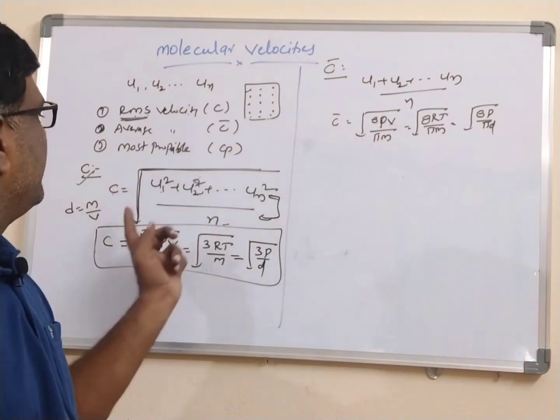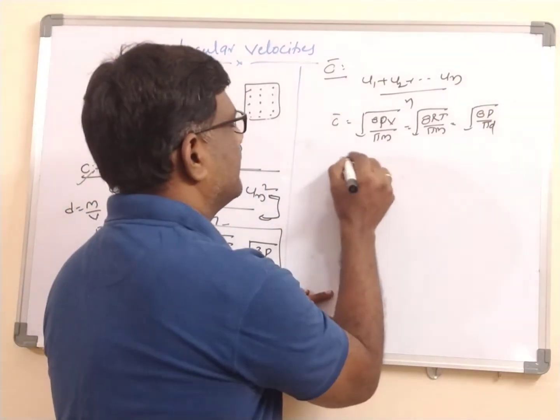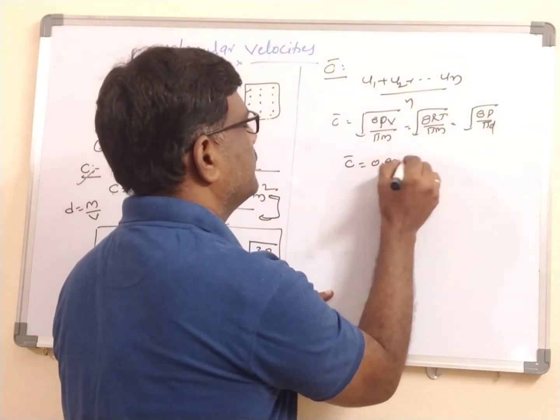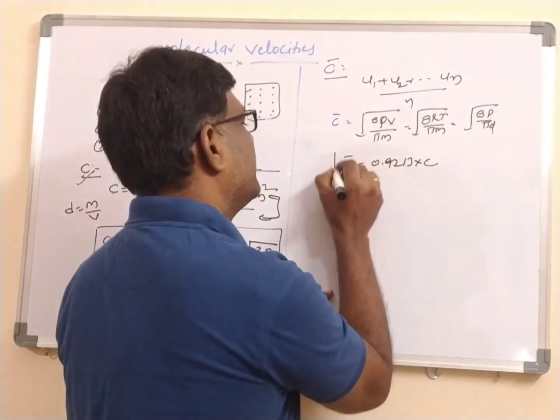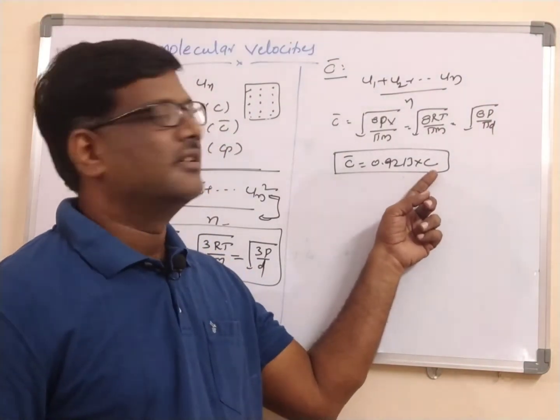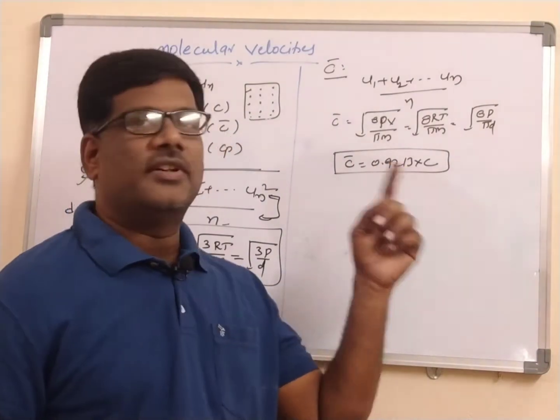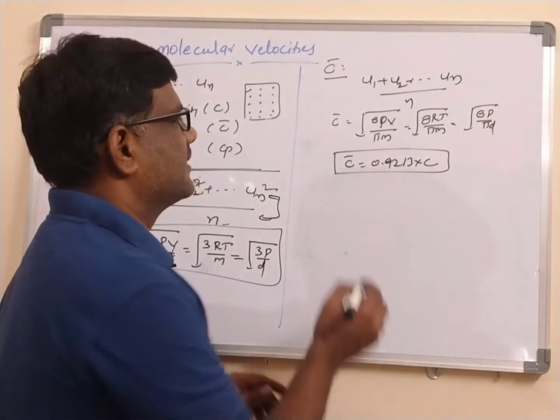What is the relation between C bar and C? C bar is equal to 0.9213 into C. This is very, very important for your MCET examination. If the RMS velocity is given as 10, calculate C bar: C bar is equal to 0.9213 into the RMS velocity. This is about the RMS velocity.